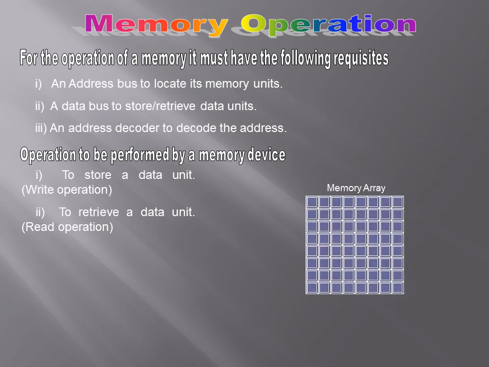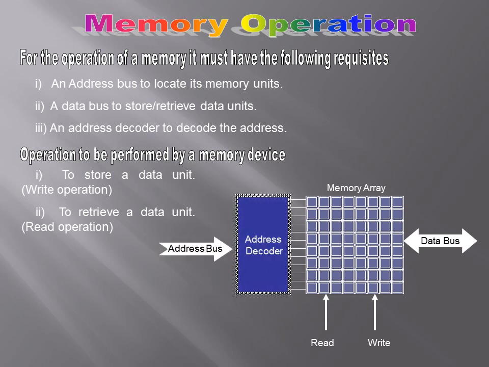So the memory is organized like this as a memory array, and we have a data bus. Bidirectional means data can be stored in the memory and data can be retrieved from the memory. So a bidirectional data bus. And then we have the two operations, whether we have to read or write.